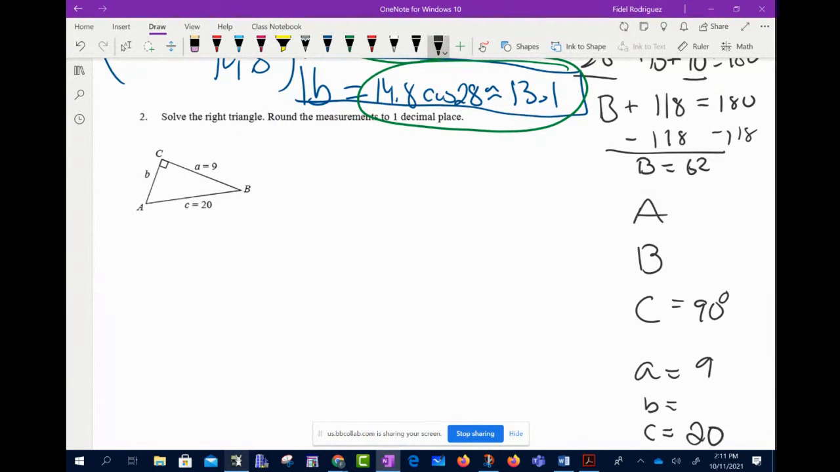Okay, so let me ask you a question. What do you think should be the first side we should try to find here? Let's find b. Okay, y'all agree that we can use the Pythagorean theorem? So we can find b? Okay, so let's go a squared, 9 squared, plus b squared equals 20 squared. What's 9 squared? 81, good, plus b squared equals, what's 20 squared?